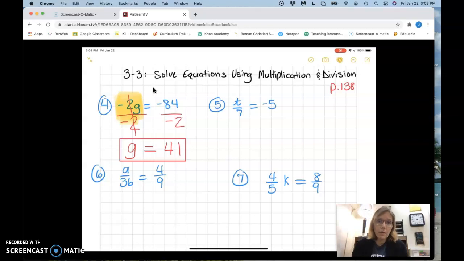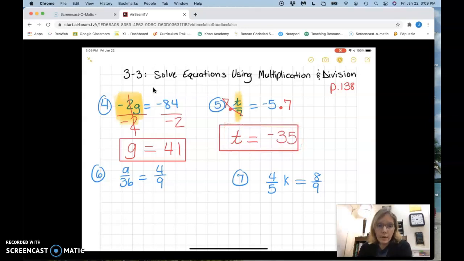So if you need to pause and copy these down, do that now. If not, let's keep going. On the next problem, look at what's happening to the variable. Fractions mean divide. So division is happening with the variable. That means you're going to do the opposite, which is multiplication. You're going to multiply by whatever's on the bottom of this fraction. So whatever I do to one side, I have to do to the other. These two are going to equal 1. So I'm just left with t. And -5 times 7 is -35.